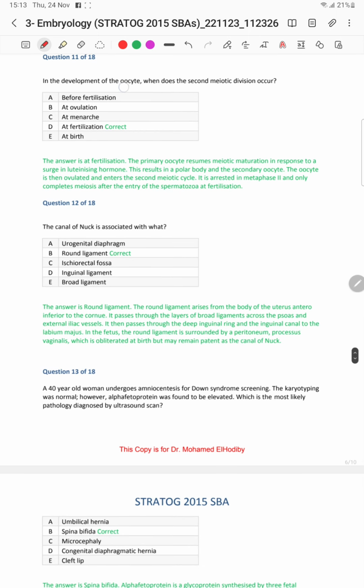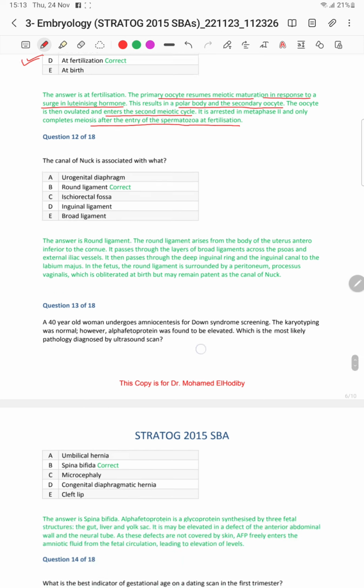In the development of the oocyte, when does the second meiotic division occur? It occurs at fertilization. The primary oocyte resumes meiotic maturation in response to a surge of luteinizing hormone, and this results in a polar body and the secondary oocyte. The oocyte is then ovulated and enters the second meiotic division. It is arrested in metaphase 2 and only completes meiosis after the entry of the spermatozoa at fertilization.